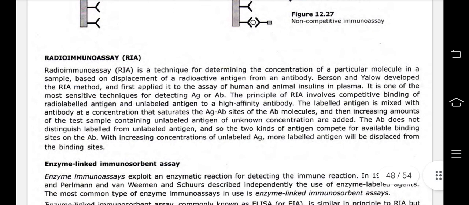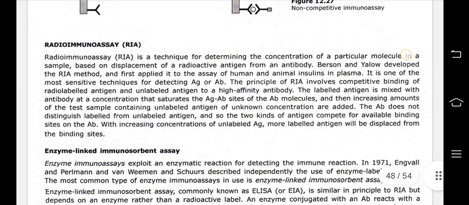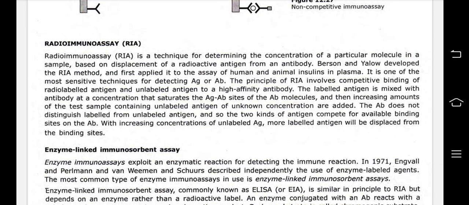Then radioimmunoassay, RIA. Radioimmunoassay is a technique for determining the concentration of a particular molecule in a sample based on displacement of a radioactive antigen from an antibody. Pearson and Yalow developed the RIA method and first applied it to the assay of human and animal insulins in plasma. It is one of the most sensitive techniques for detecting AG or AB.